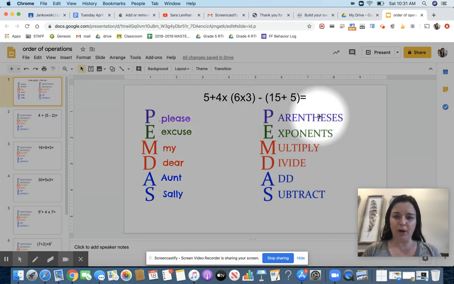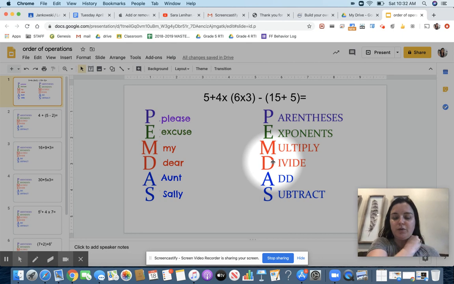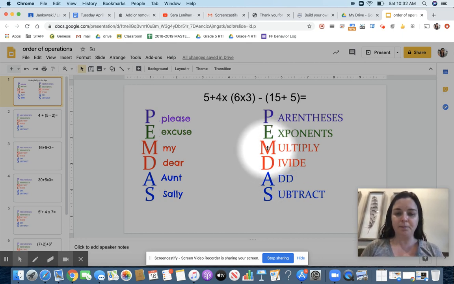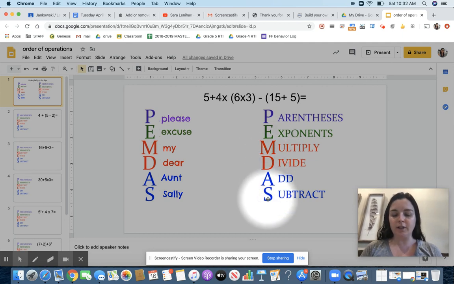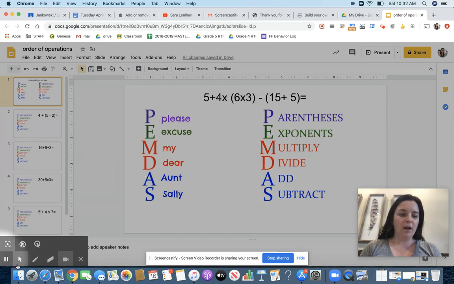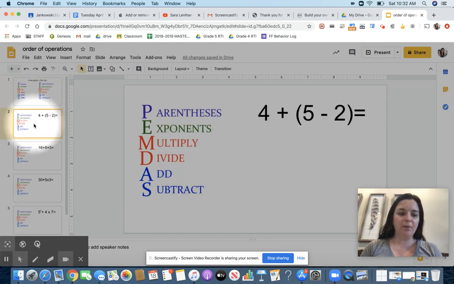So the P is parentheses. Always do parentheses first. Next, look for any exponents. The M and D, multiply and divide, you can do in any order. Whatever comes first, do first. But you always have to do multiplying and dividing before you do any sort of addition and subtraction. Okay, so this is the order. So let's look at an example problem.